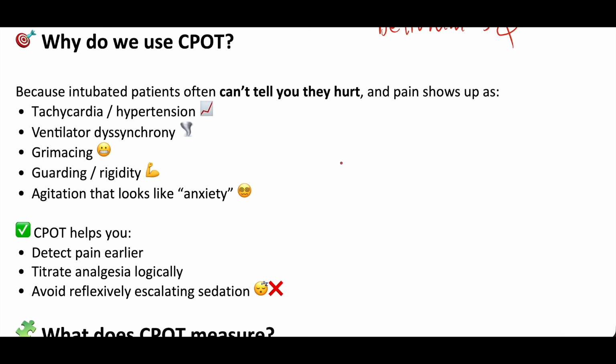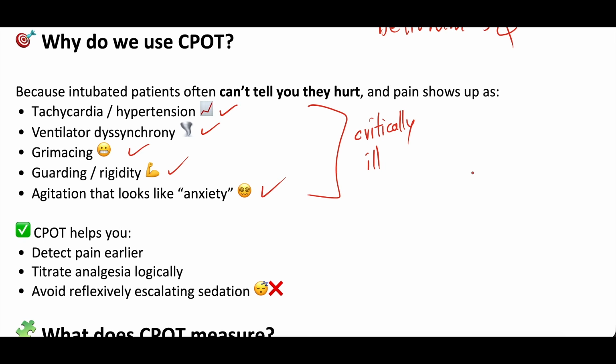They can't tell you they hurt. So pain shows up in different ways: tachycardia and hypertension, ventilator desynchrony, grimacing, guarding rigidity, agitation that looks like anxiety. And all these things in our critically ill patients are things we often explore more, right? If someone gets tachycardic, we're thinking, oh, are they febrile? Are they septic? Do they have a PE? Are they hypovolemic? Or in reality, maybe they're just in pain.